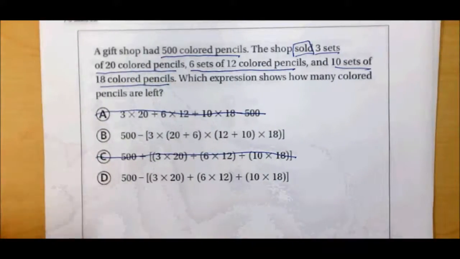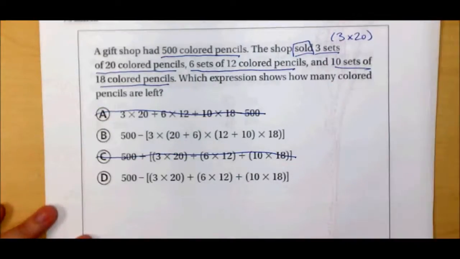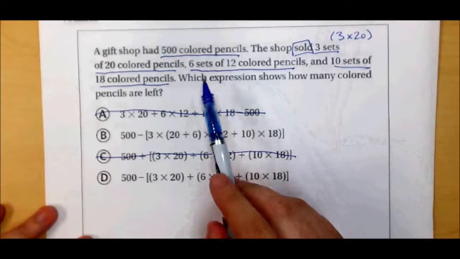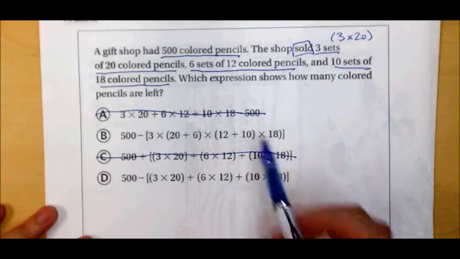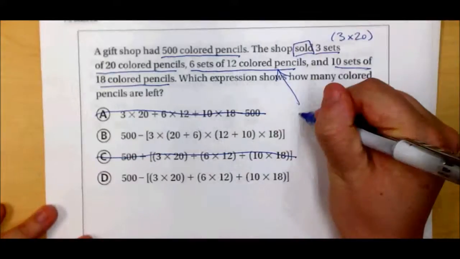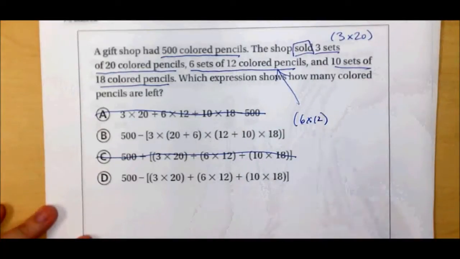So if I had 3 boxes and each box had 20 colored pencils, to find the total number of pencils in those 3 sets, it would be 3 times 20. Okay, so now let me look at this one. I have 6 sets of 12 colored pencils, so that would be 6 times 12. 6 boxes with 12 pencils each.